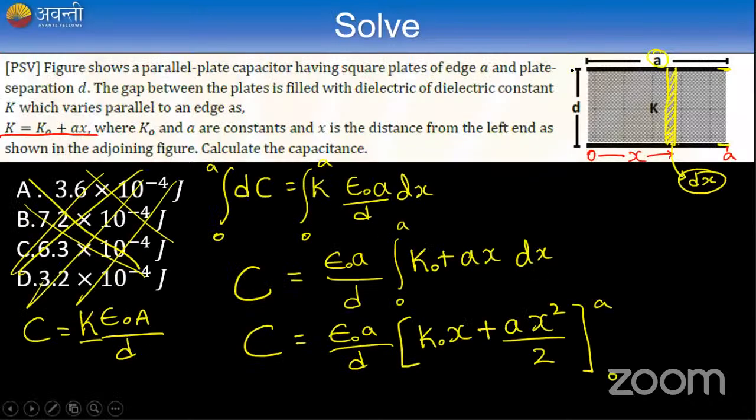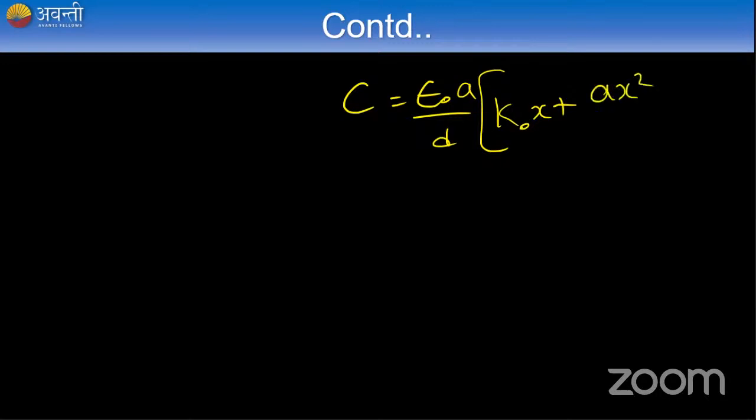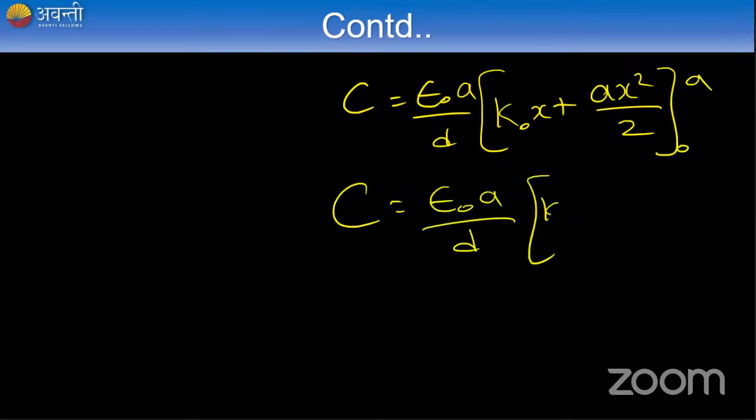So we get that C is equal to epsilon naught A by D into K naught x plus ax square by 2, with limits 0 to a. If you simplify this, you'll get C is equal to epsilon naught A by D into K naught a plus a into, in place of x, I am putting a, square by 2 minus 0, right?